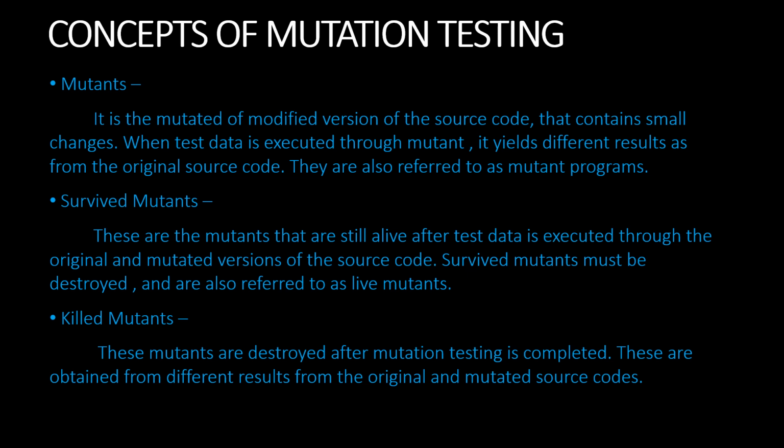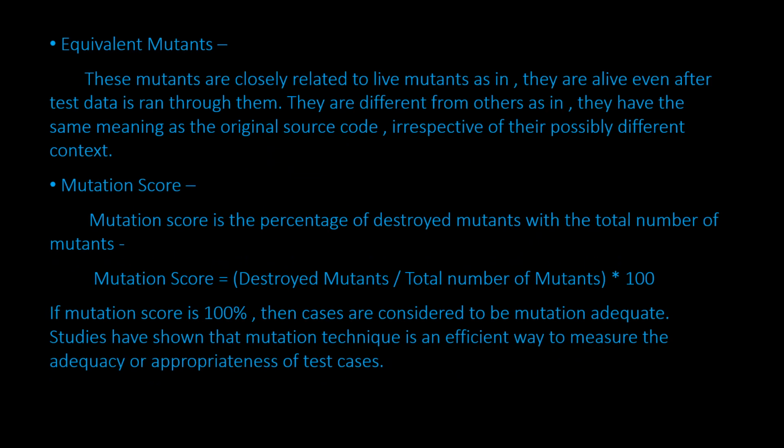Killed mutants. These mutants are destroyed after mutation testing is completed. These are obtained from different results from the original and mutated source codes. Equivalent mutants. These mutants are closely related to live mutants, as in they are alive even after test data is run through them. They are different from others, as in they have the same meaning as the original source code irrespective of their possibly different context.